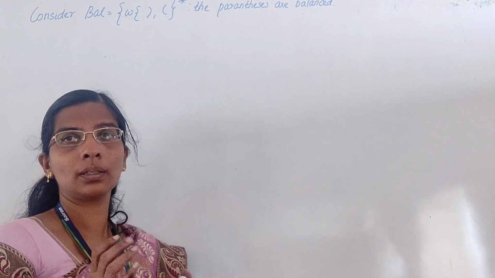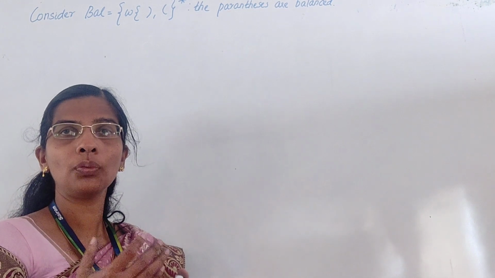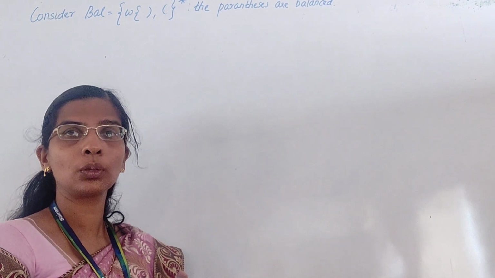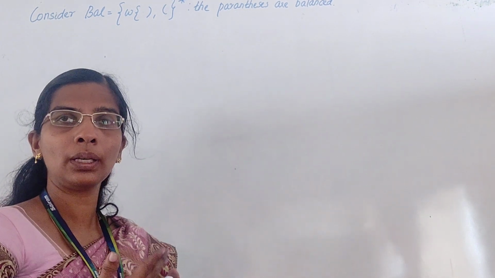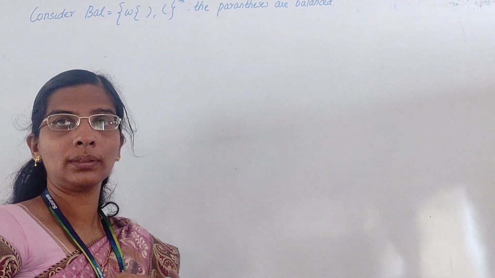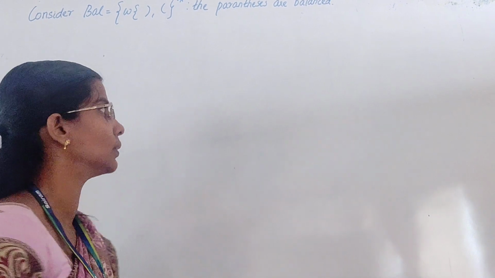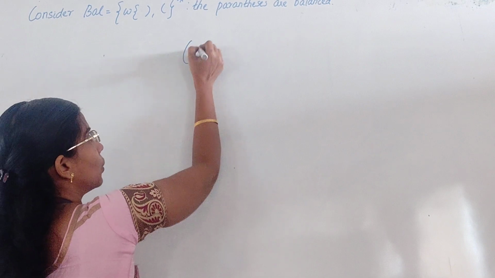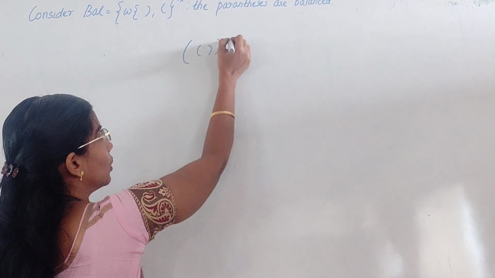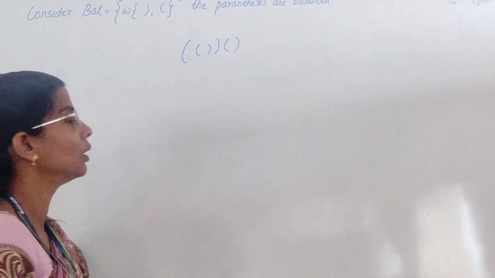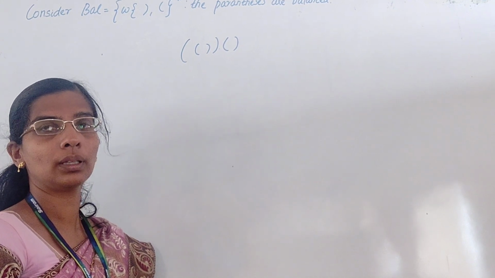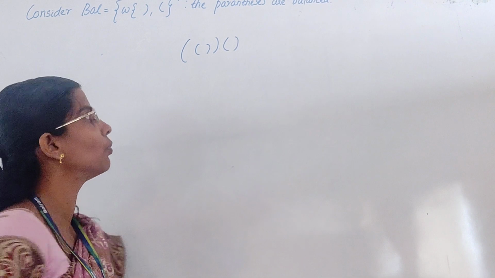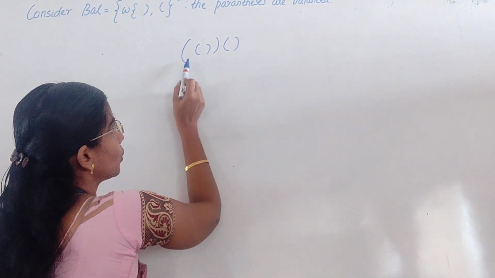Parentheses should be balanced. What is the meaning of this? The count of open parenthesis and close parenthesis should be the same. I should have an equal number of open parentheses and closed parentheses. Right? So, is it a valid one? Yes, it's a valid one. That is, I should have an equal number of open and closed parentheses.